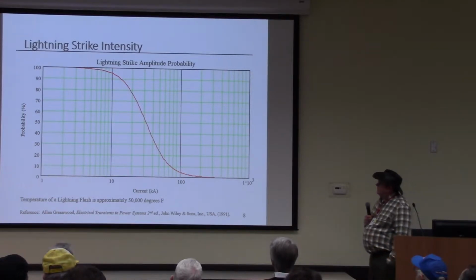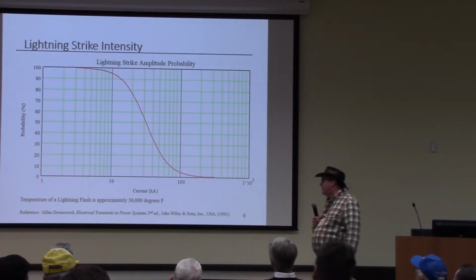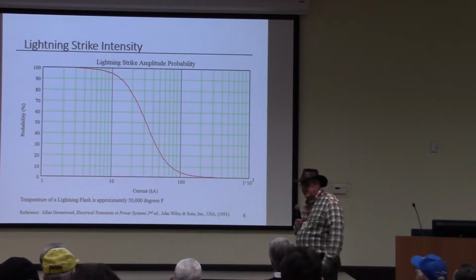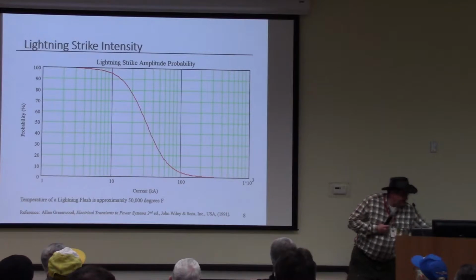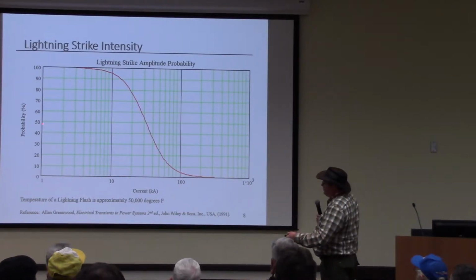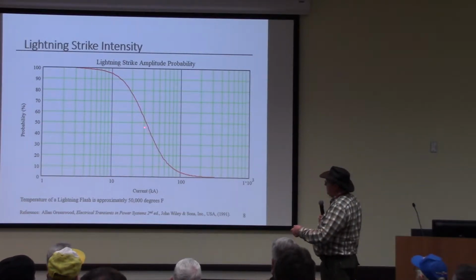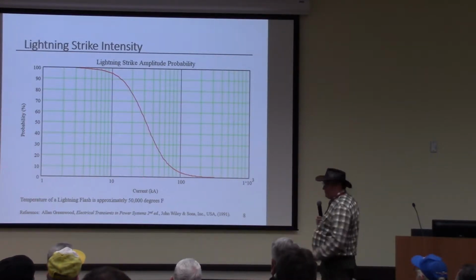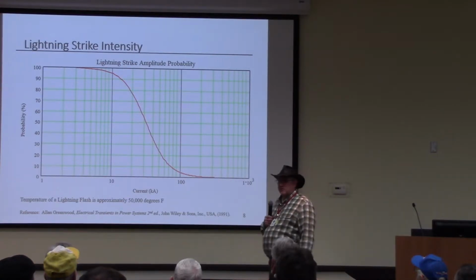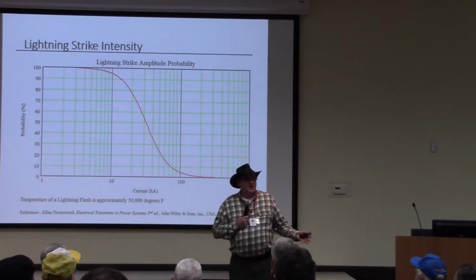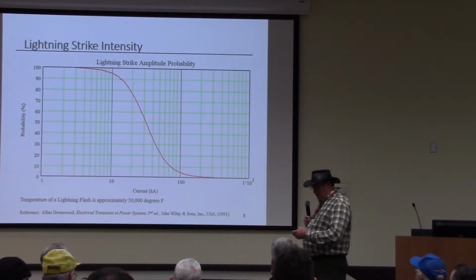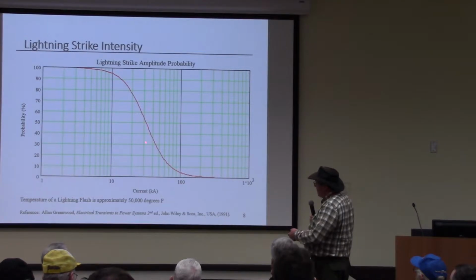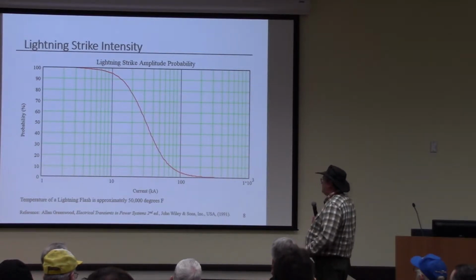Now, what we're looking at here is the probability of the intensity of a lightning strike. What this little chart is saying is that 50% of the strikes are 30,000 amps or less. So if you have a strike nearby your house, or if it happens to attach to your house or your car or anybody, it's probably going to be less than 30,000 amps.